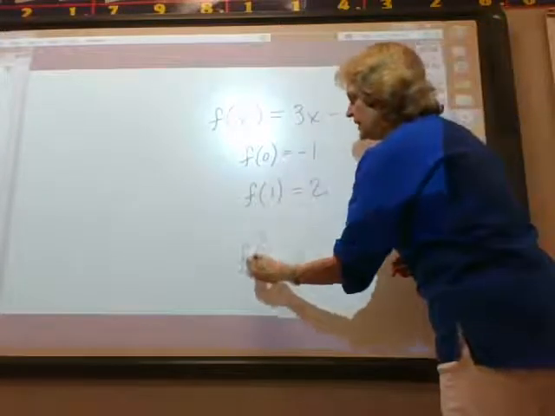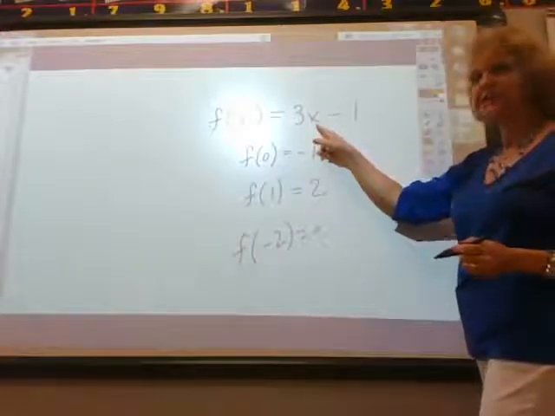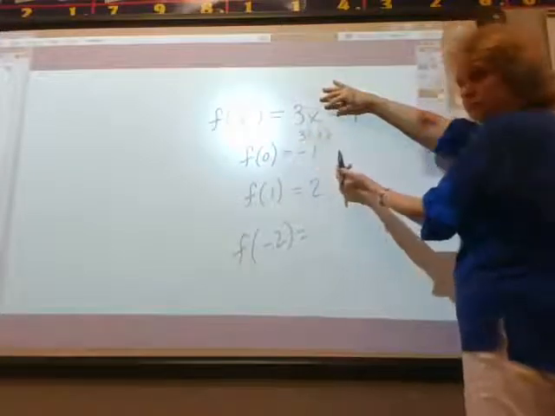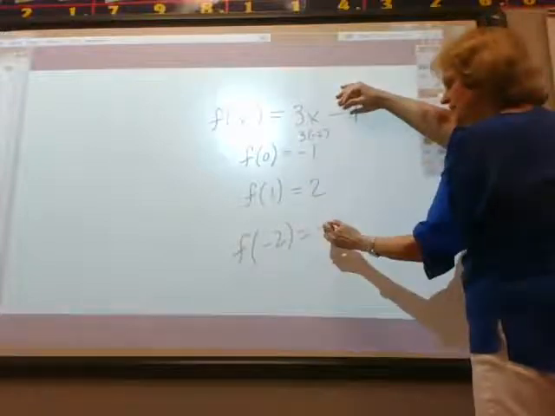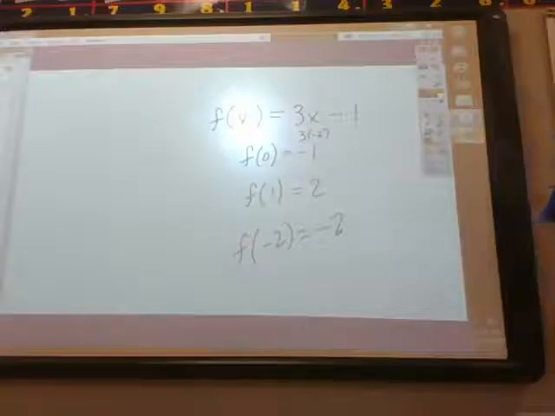If I wanted to do f of negative 2, where I see an x, I'll plug in negative 2. So 3 times negative 2 would be negative 6. Take away 1 would be negative 7. Okay? And then, of course, you can look at example 3 in the book.